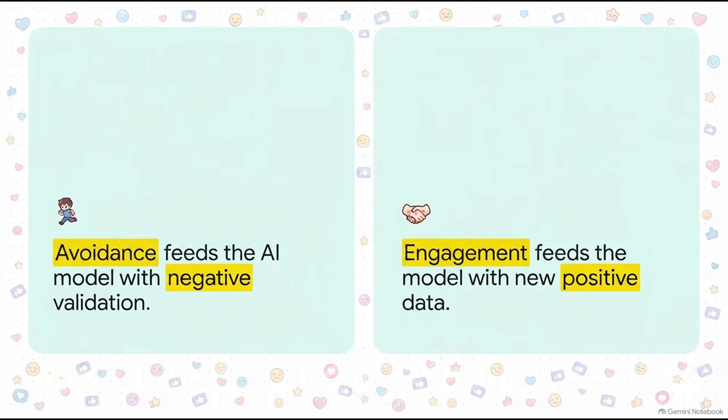But the beauty of this is that the solution is hidden right in the mechanics of the machine itself. Avoidance feeds your model with negative validation. But if you stand your ground, if you engage despite feeling that fear, and you find out the person you were talking to was actually quite nice, well, you just fed your internal AI model a highly successful positive data point. Over time, accumulating these "hey, it's actually okay" data points slowly but surely rewrites that corrupted code.